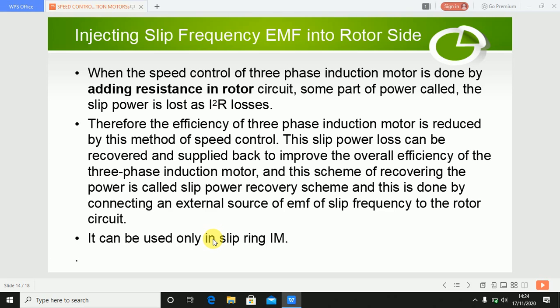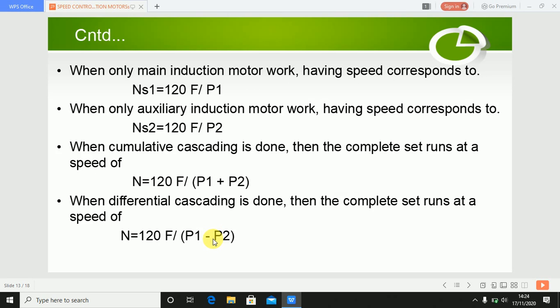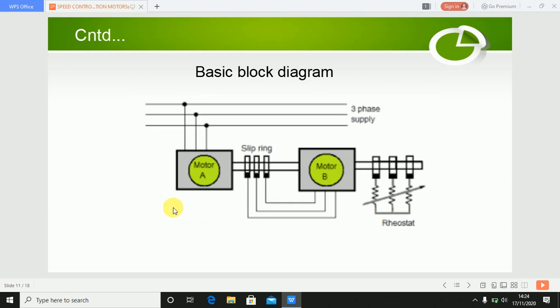And this method has some disadvantages. That is, it requires large space and it requires two motors. This is the disadvantage here.